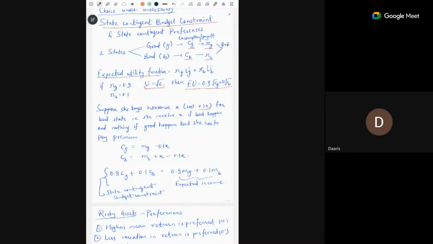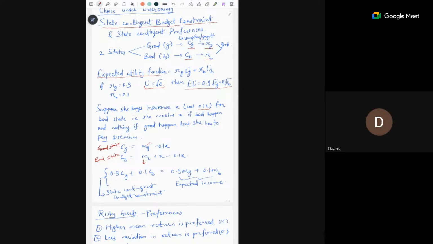If the good state happens, then she will get nothing. She will only get the good state's outcome. Now we can derive the state contingent budget constraint from this. So this is the income in the good state, and this is the income in the bad state. We can write conditions for both the states: this is the good state condition, and this is the bad state condition.